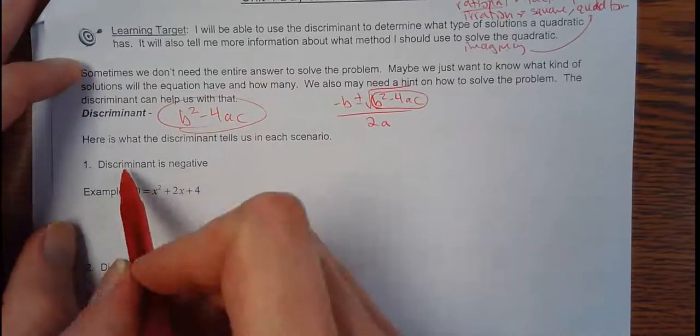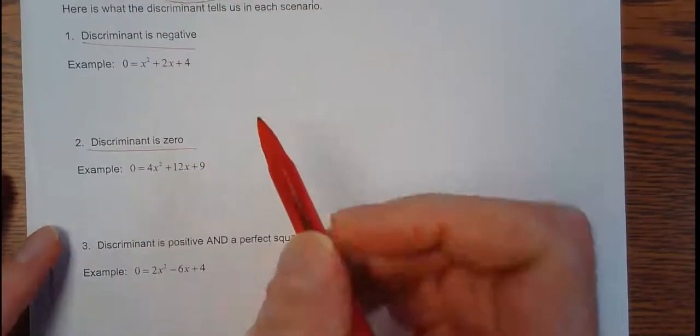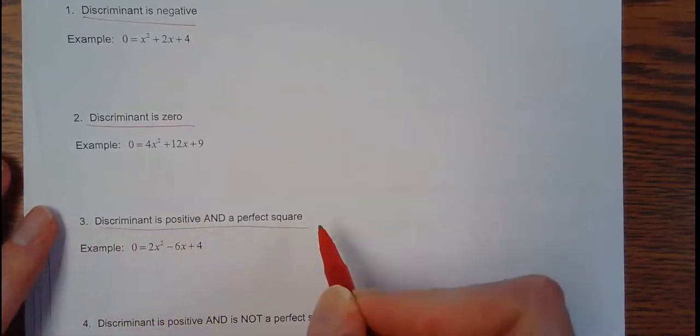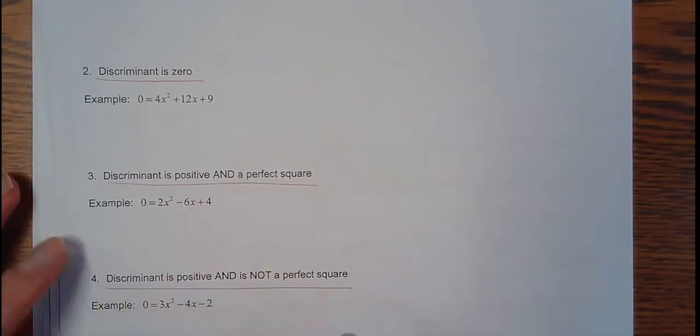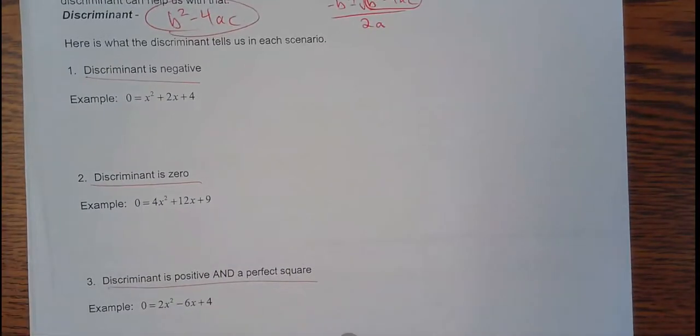So the first scenario, the discriminant itself could be negative, it could be 0, it could be positive and a perfect square, or it could be positive and not a perfect square. So these four things, each one tells you something different.